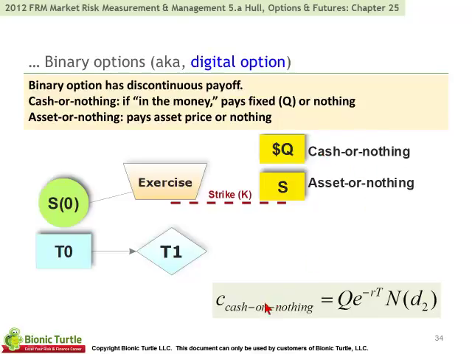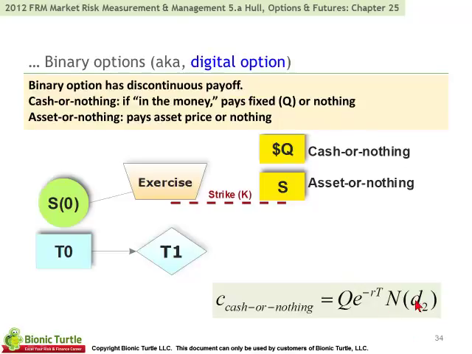That means that the value of the cash or nothing option actually has a really elegant solution. So Q here is the payoff in the event that there is a payoff. And notice it's discounted here. So that is really time value of money discounting at the risk-free rate, multiplied by the standard normal cumulative distribution of d2.